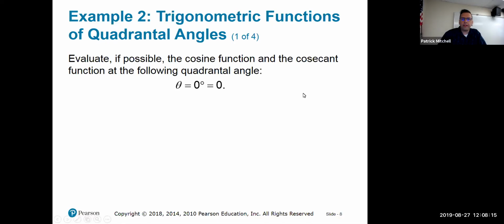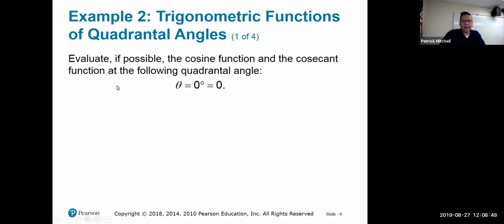Okay, so this brings us to our second example of using the trigonometric functions at any angle definition. We're going to use that to find the values of some of the trigonometric functions at the quadrantal angles, right? Those are the multiples of 90 degrees. To start off, they want me to evaluate, if possible, the cosine function and the cosecant function at the quadrantal angle 0 degrees, aka 0 radians.